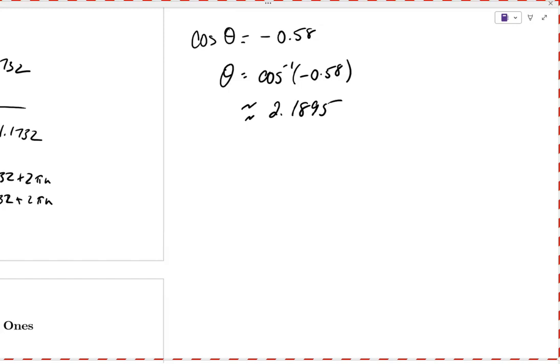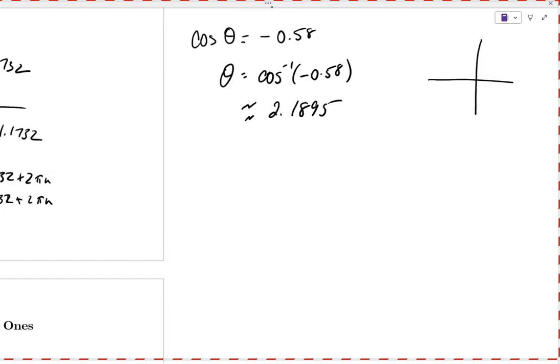Okay. So what quadrant is 2.1895 in? Probably easier to go back to the original. A negative sign tells you you have an angle in quadrant where? Where is cosine negative? 2 and 3, right? And inverse cosine always gives you an angle between 0 and pi, so that has to be in quadrant 2, okay? So we need to figure out the one that's in quadrant 3.